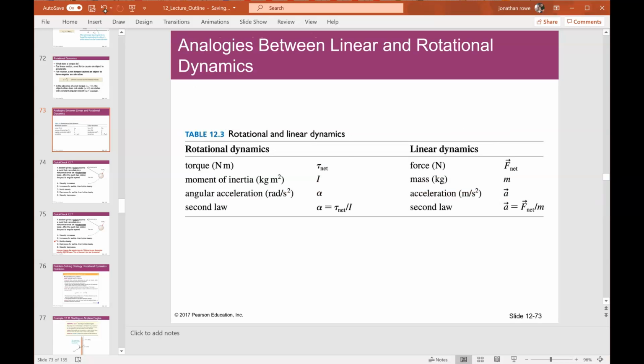All right, this is a good little summary chart talking about all the rotational dynamics and how it's completely analogous to all the linear dynamics.